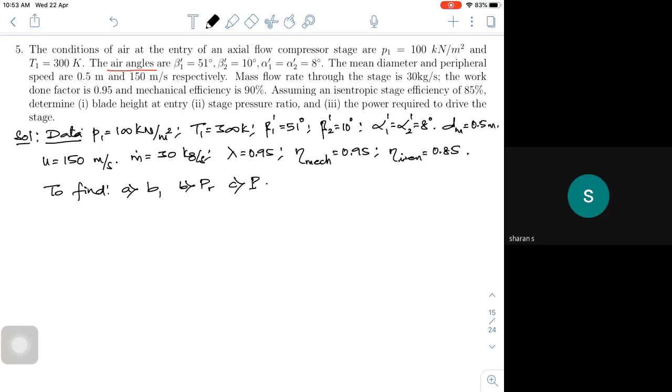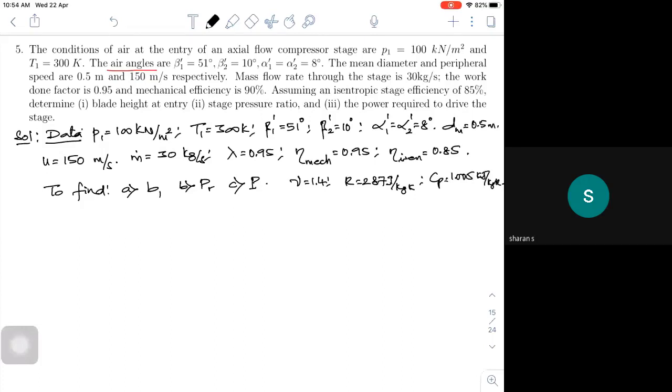Okay, so this being an air compressor, I can take gamma equal to 1.4, R equal to 287 joules per kg degree Kelvin, and Cp equal to 1.005 kilojoules per kg degree Kelvin. These are the common assumptions which remain the same.